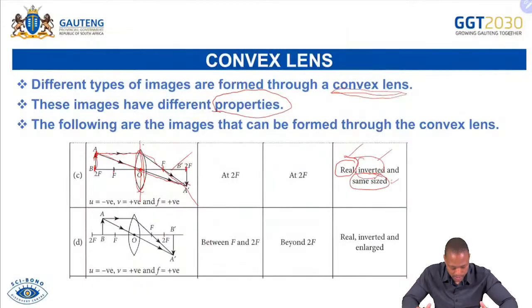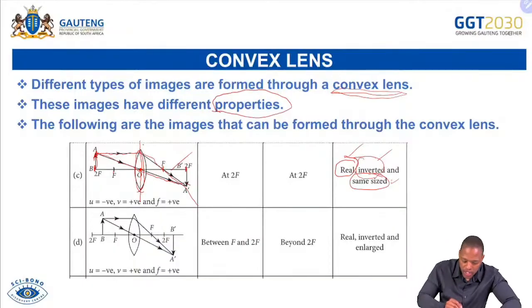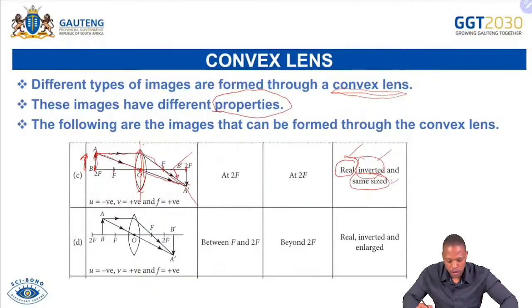The same size, okay? There are 5 options that we have in grade 12. The one is not indicated here in my diagrams, but one could have been here. If the object was here before 2F, the image would have been formed between F and 2F. And the properties of that image would have been, it would have been a real image, it would have been inverted, but it would have been smaller than the object, okay?